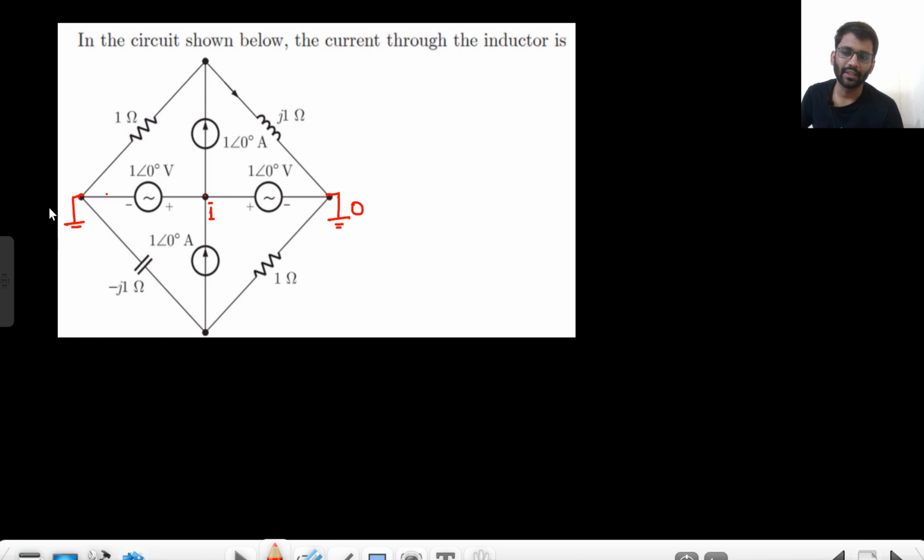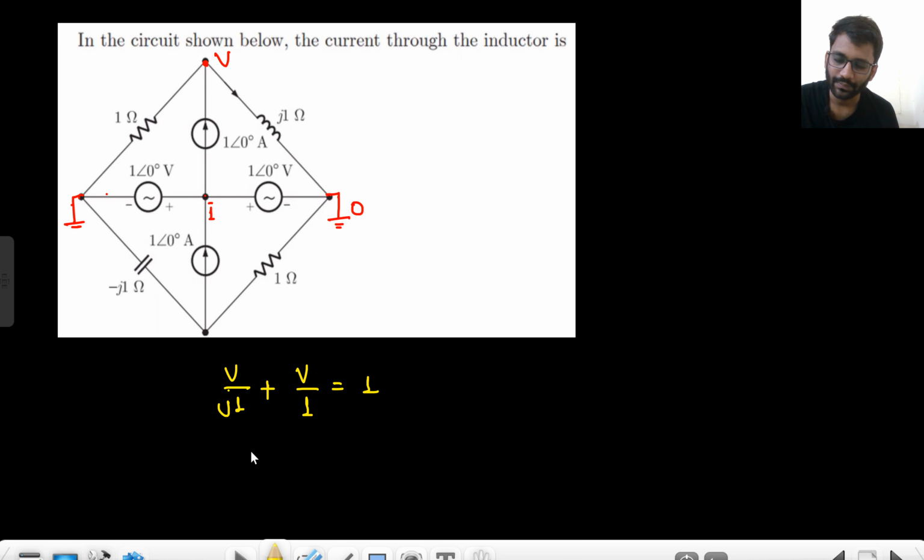Because 0 plus 1 minus 1, so 0, 0 here. Let's just assume the potential of this point is V. Now we will write the nodal analysis. V by J plus V by 1 is equal to 1 ampere, because 1 ampere is coming into it.